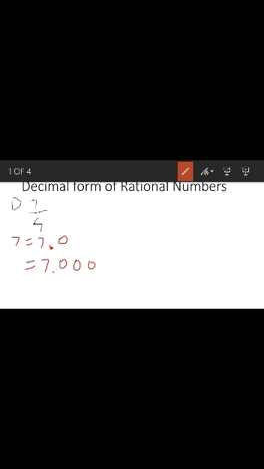Because we need to do the complete division. If we simply divide 7 by 4, what will we get? 4 ones are 4. We'll get 1 as the quotient and 3 as the remainder. But we don't want this. We need to write 7 upon 4 in decimal form.